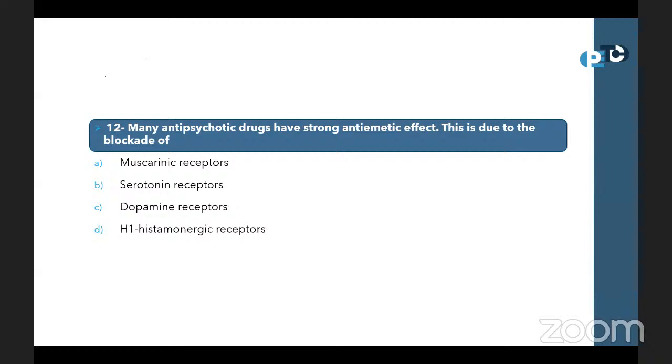Many antipsychotic drugs have a strong antiemetic effect. This is due to the blockade of which receptor? Is it muscarinic, serotonin, dopamine, or H1 receptor? It is the dopamine receptor. Yes, it is C, dopamine receptor.